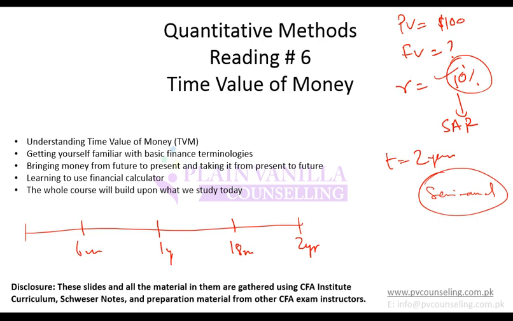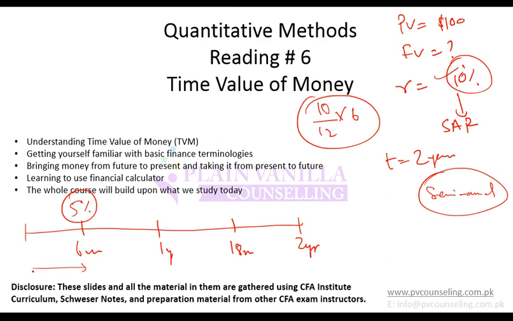Now the second question is, what is the return that you get every 6 months? This rate is an annual rate. So what will be the 6 month rate? This rate is for 12 months, so the 6 month rate should be 10 divided by 12 multiplied by 6, which is 5%. That means every 6 months you should get a 5% return.